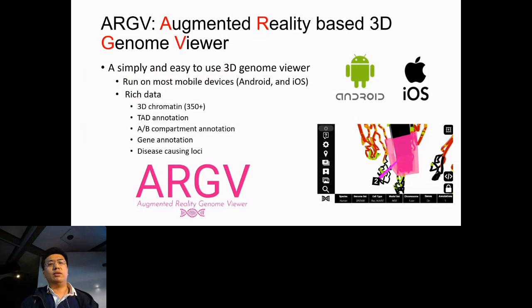We provide more than 350 3D genome structures, and for each of the structures, we provide the topologically associated domain annotations and also the AB compartment annotations. And at the species level, we also provide the annotations for prediction of genes and for the prediction of disease causing loci. So if a user uses our software, the user can interact with all of this data very easily by just clicking a button on their mobile device.